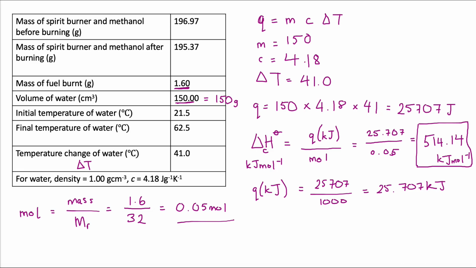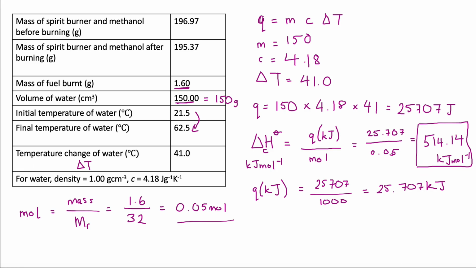Okay, but this here is not my final answer. I haven't decided what the sign should be. Now this is not something you're going to get through the calculation. This is what you're going to get by looking at the temperature change. If we look over here, during the experiment the temperature increased. We went from 21.5 to 62.5. That was a temperature increase, so that tells you it's an exothermic reaction.